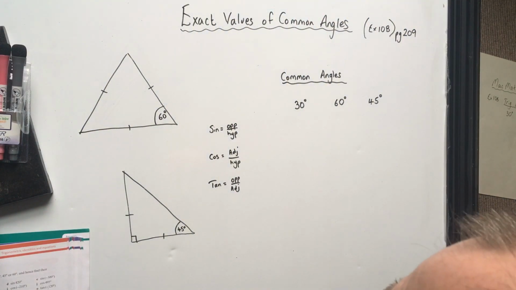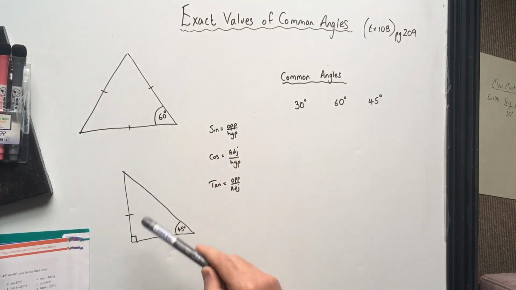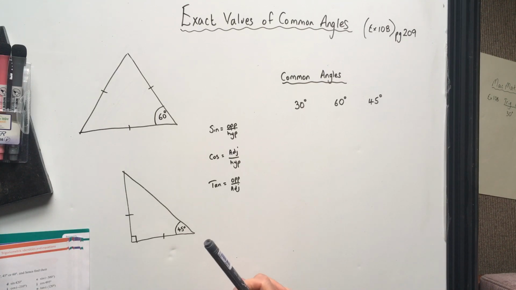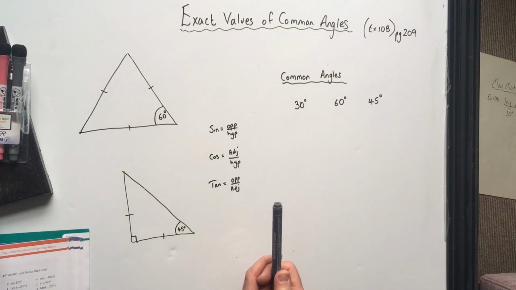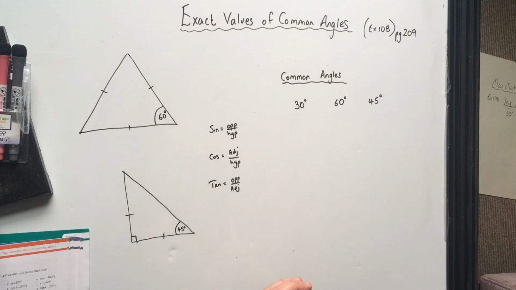Okay guys, so today we're going to look at exercise 10b. I've drawn a couple of triangles for you already, and it's in the textbook, but I just thought I'd go through and make sure I explain this to you so you understand it fully and how it applies to angles. So today we're looking at exact values of common angles, and those common angles being 30, 60 and 45 degrees.